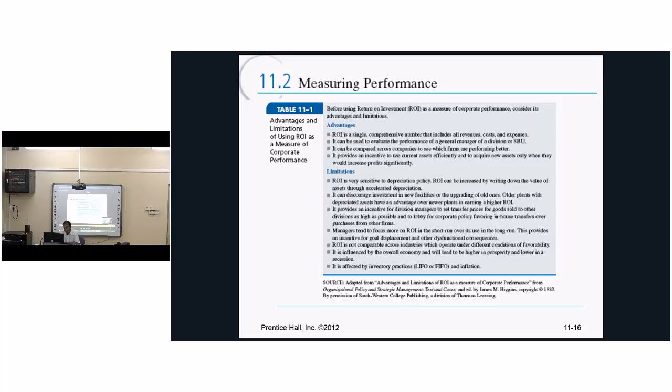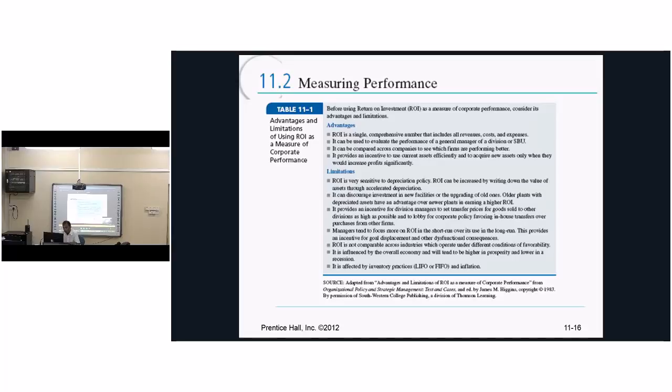Likewise, it provides incentives, especially in transfer pricing. When transfer prices are set between the divisions, it could incentivize the division manager to set transfer prices at the highest possible price, because they will get a higher return with the same level of assets, and they will always lobby for in-house transfer rather than purchasing from outside.